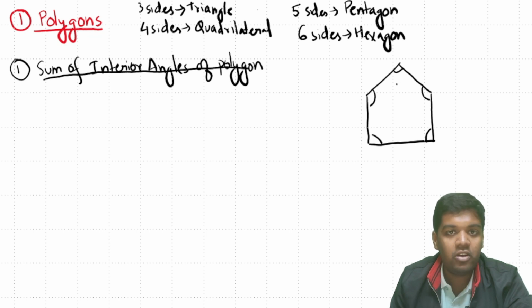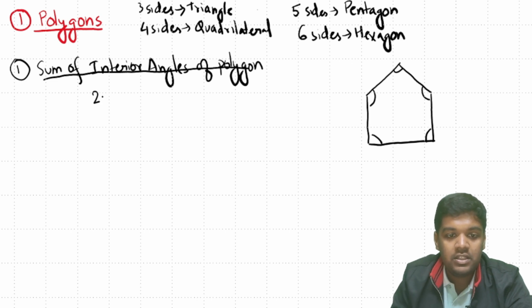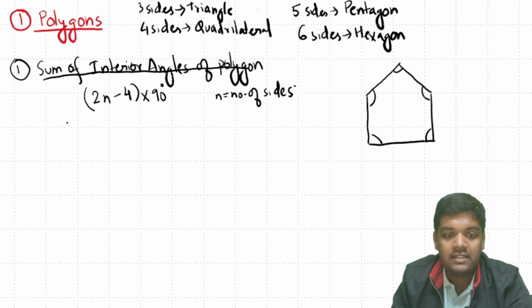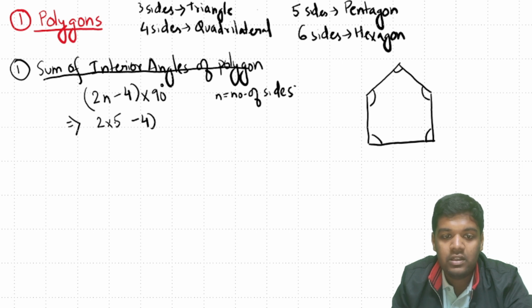So there is a simple formula to find the sum of all interior angles of a polygon, which is 2n minus 4 into 90 degrees. So in this case, n is the number of sides. So the answer will be, in case of pentagon, the sum of interior angles of a pentagon will be 2 into 5 minus 4 into 90 degree, which is 540 degrees, right?